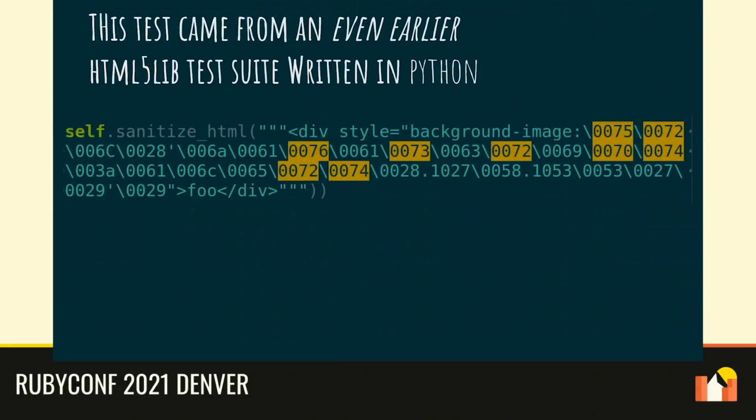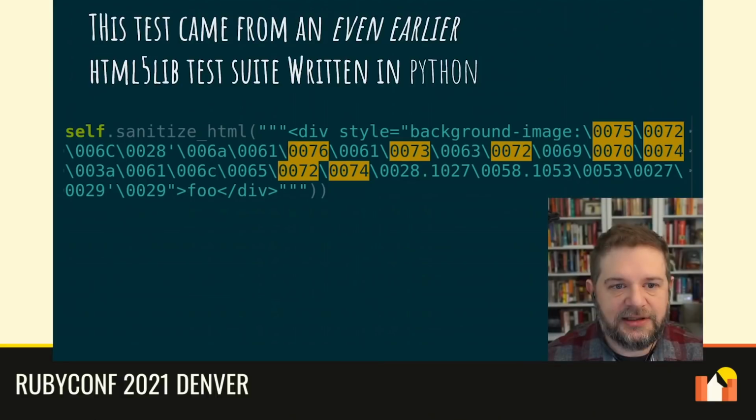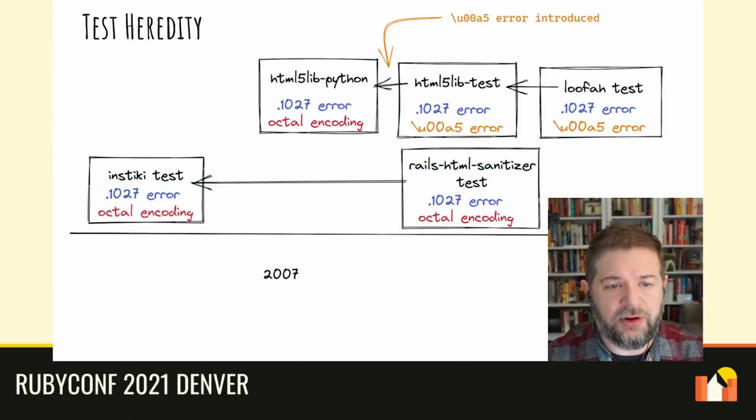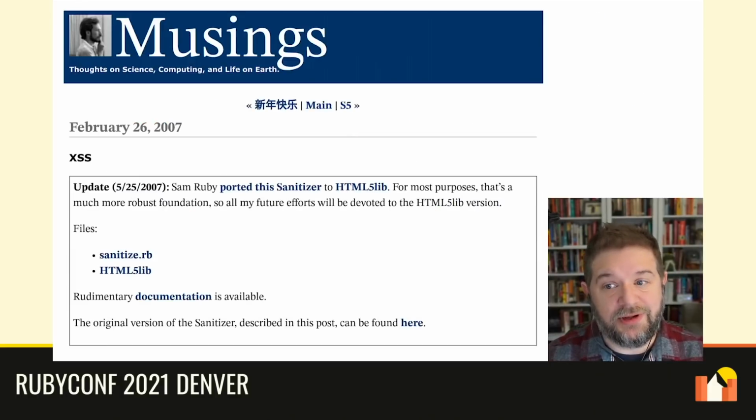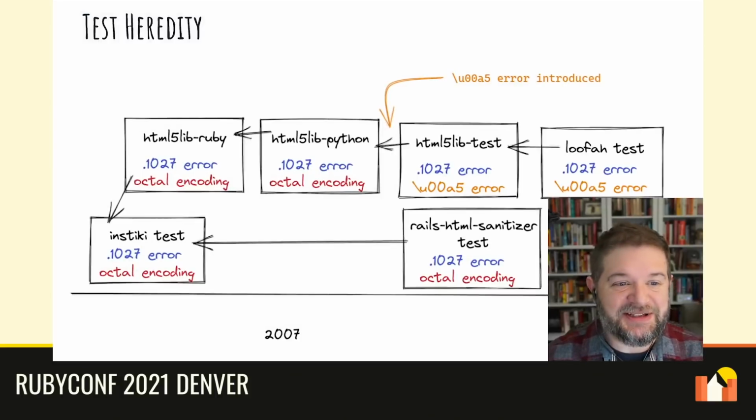Sure enough, it originally came from a Python test suite that had the \0075. And Python has the same syntax as Ruby does when it comes to string encoding. So updating our heredity diagram, we now know that HTML5lib introduced the A5 error. It was originally octally encoded. And that Python test came from an earlier Ruby test, which came from, that's right, Insticky. So we can close the loop and know that all these tests are related through the common parent of Insticky.